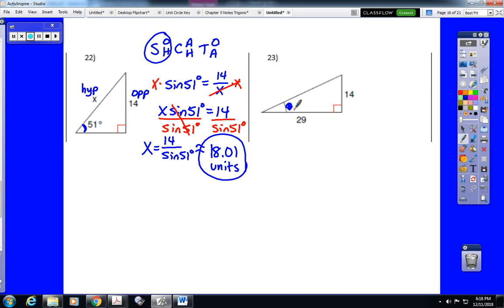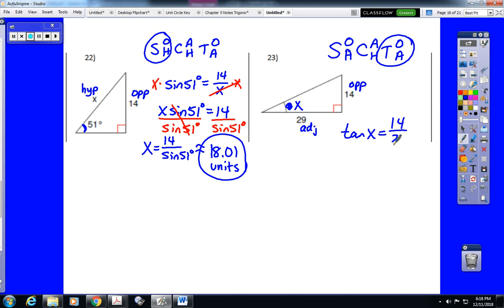23 is exactly like 21. We're finding the variable x. We are given the opposite and the adjacent, because this is the hypotenuse. We don't have that. So again, when we're figuring out which one to use, we're using tangent. So the tangent of x is 14 over 29, which means x will be the inverse tangent of 14 over 29. Anytime you're finding an angle measure, you will use an inverse trig function.